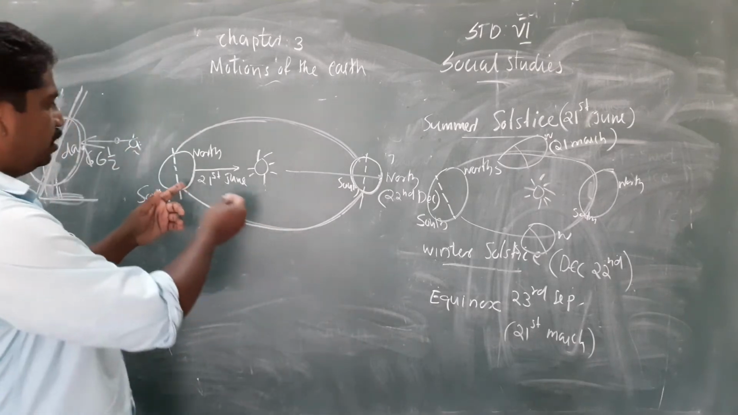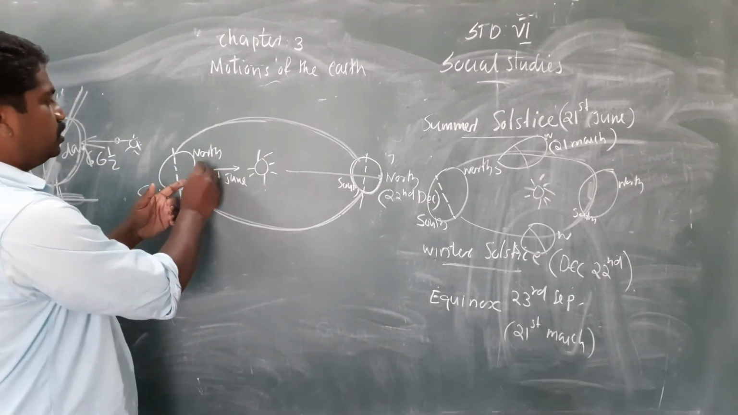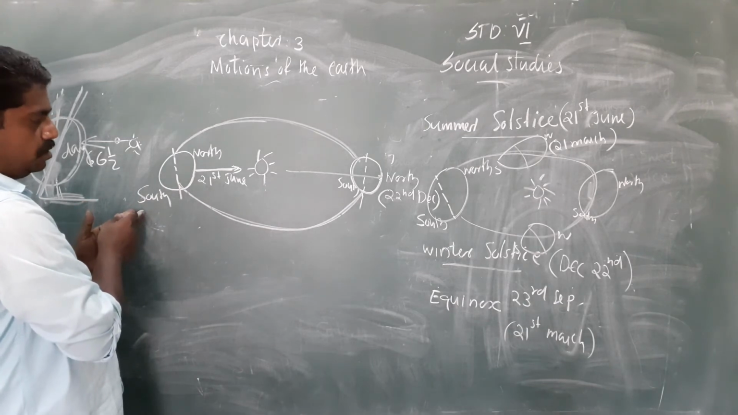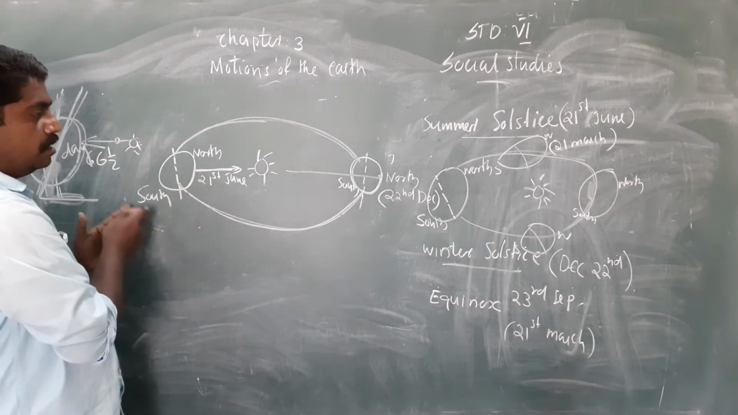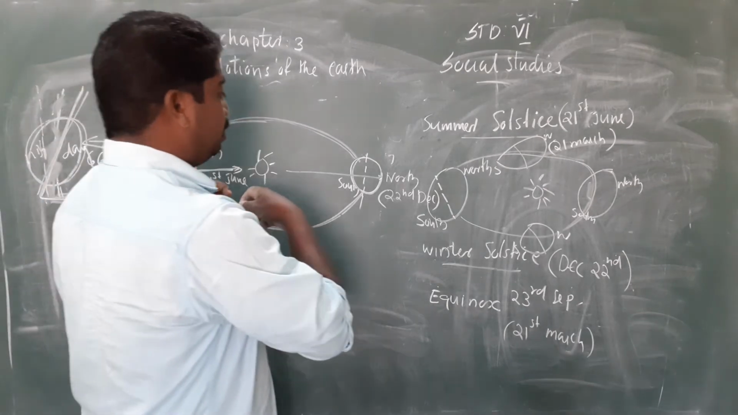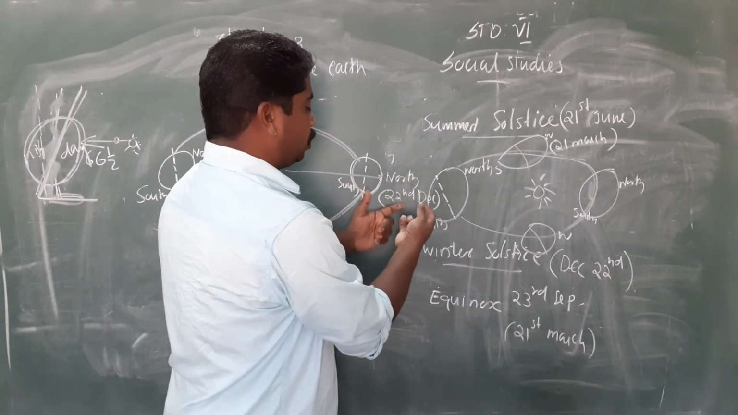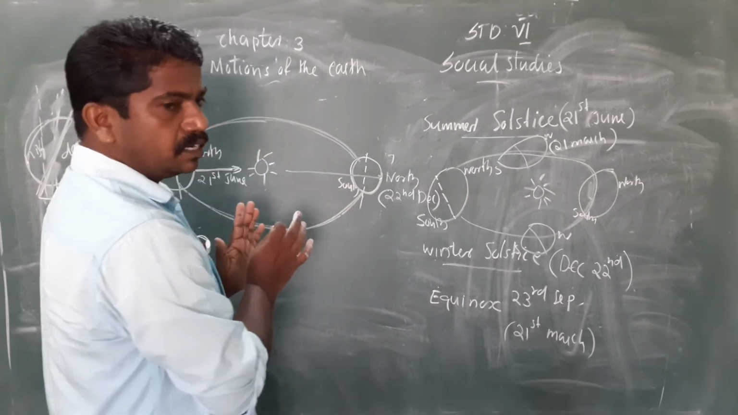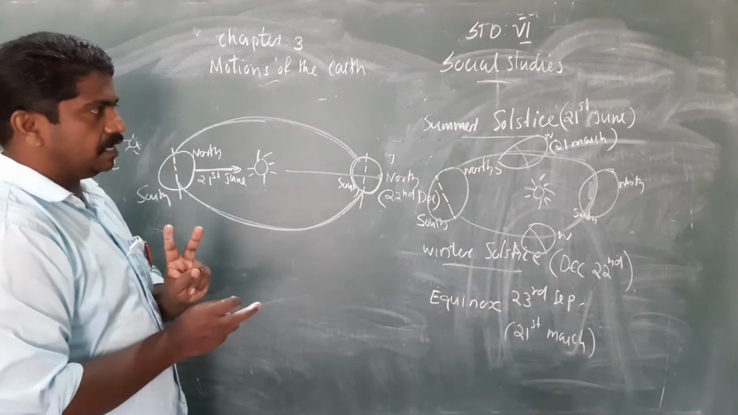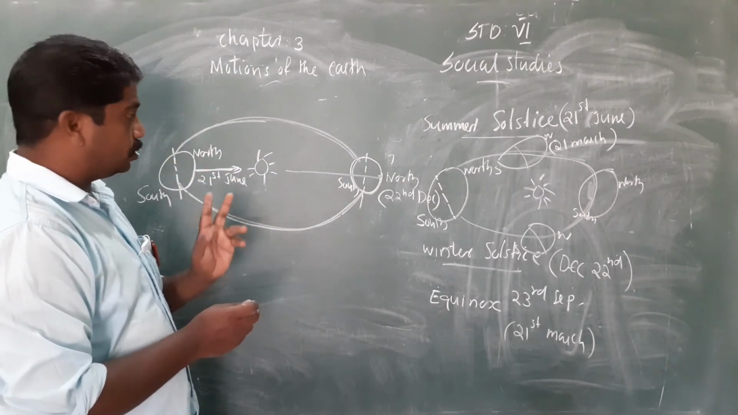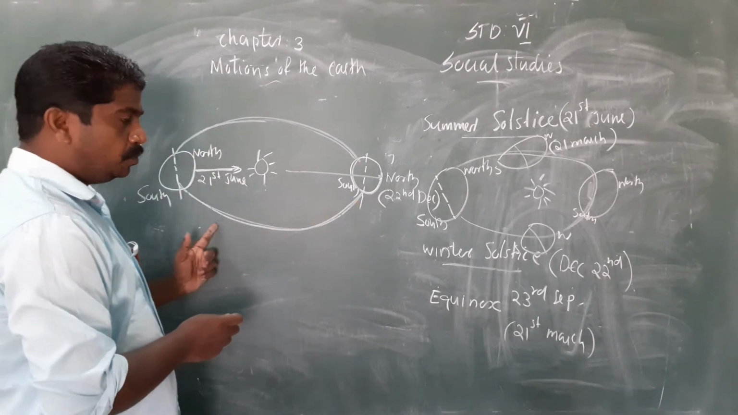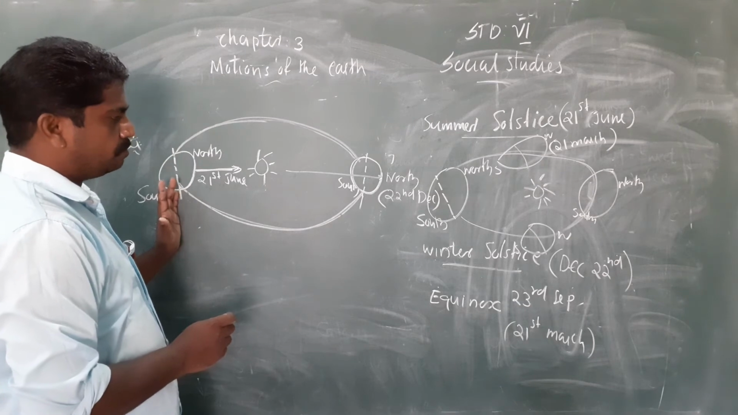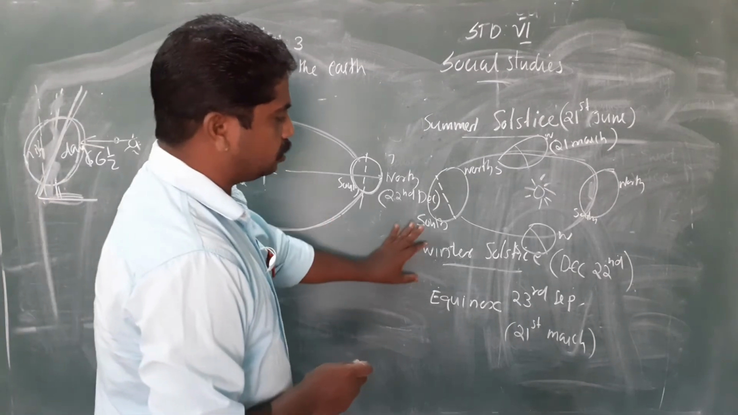When it is summer solstice in the North Pole, there will be winter solstice in the South Pole. Okay, then when there is winter solstice in the North Pole, there will be summer solstice in the South Pole. Okay, you understand this? Two words we are studying as a result of revolution. There are two important phenomena. First one is summer solstice and second one is winter solstice.